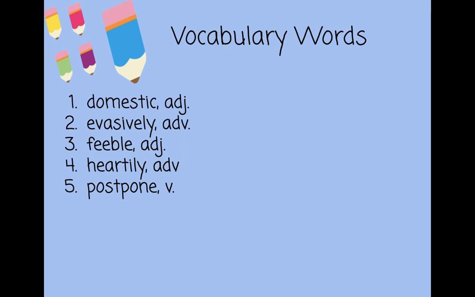The third word is feeble. It is an adjective meaning weak or having little energy. Fourth is heartily, also an adverb meaning enthusiastically. And then finally, we have postpone, used as a verb to mean to put off or to reschedule for a later time or to delay. You might hear postpone as postpones, postponed, or postponing.